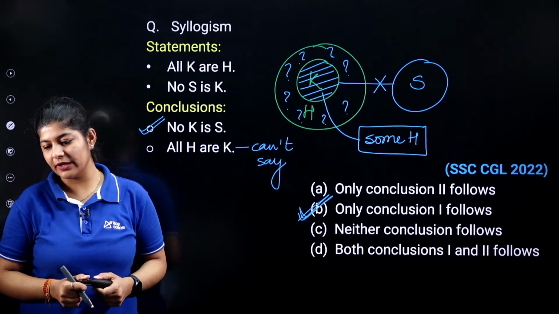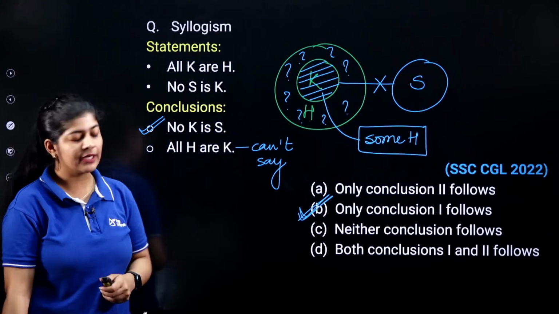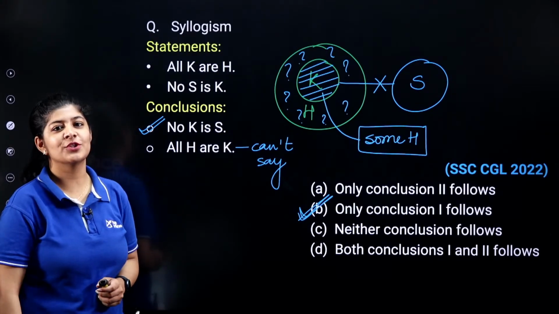Very good Ramakrishna, very good Durga. The correct answer over here is option number B, not option number A.